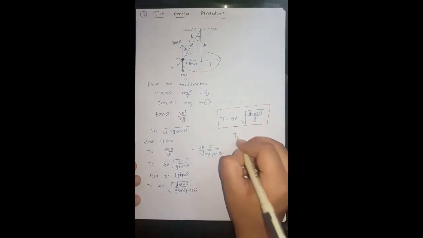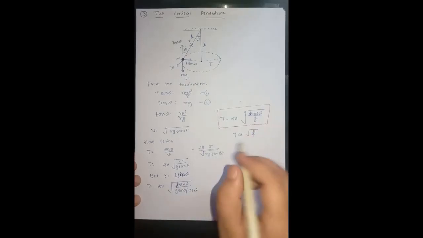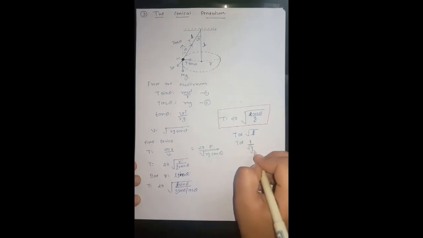This time period is directly proportional to root L, and it is inversely proportional to root g.